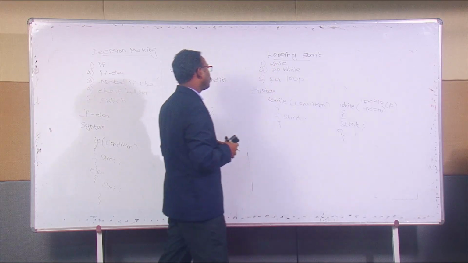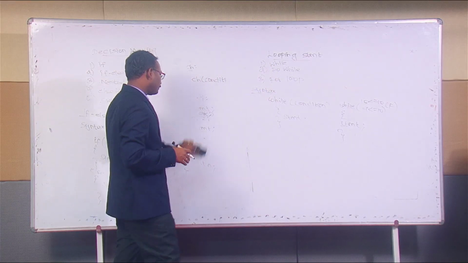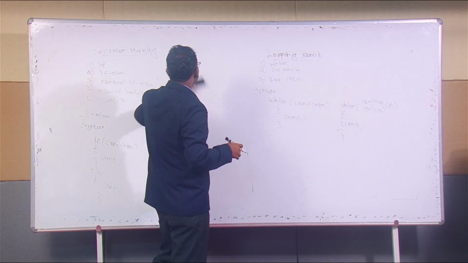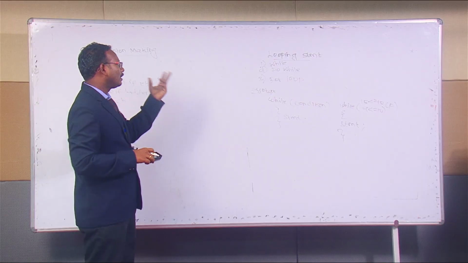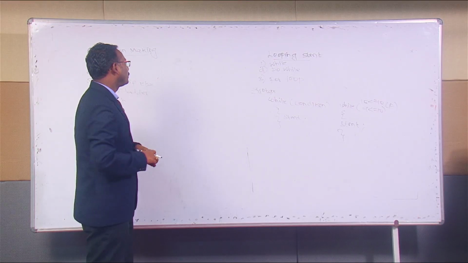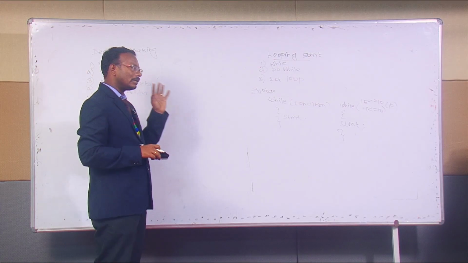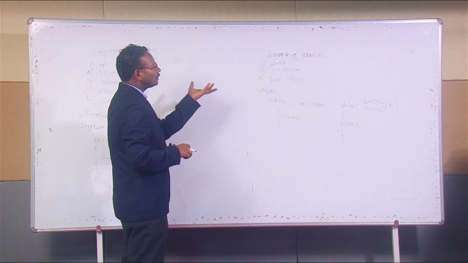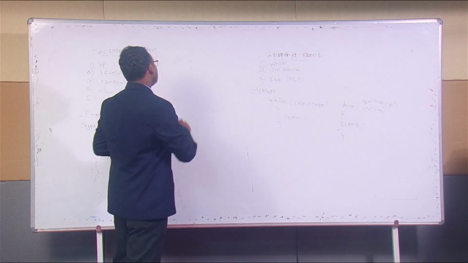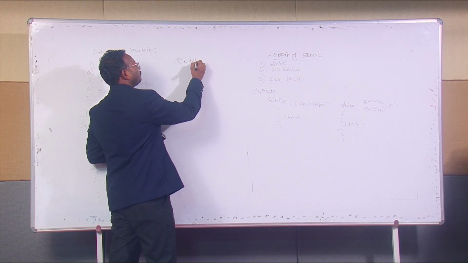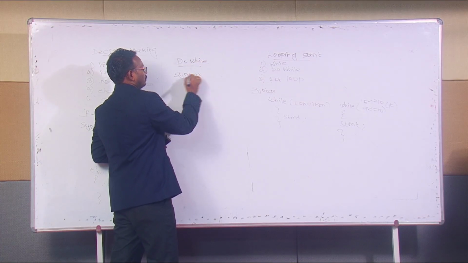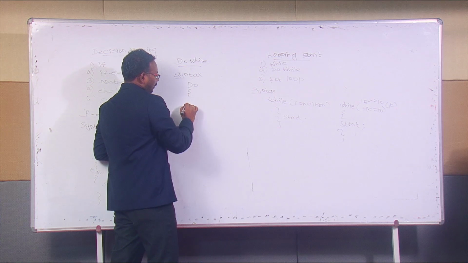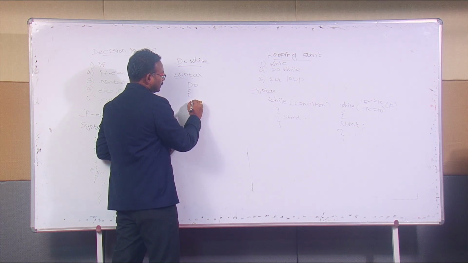And the second one is do while. What happens in the do while? What is the difference between while and do while? While is an entry controlled loop and do while is an exit controlled loop. The condition is checked at the last statement. First it will execute the statement, and only at the end will it check the condition.